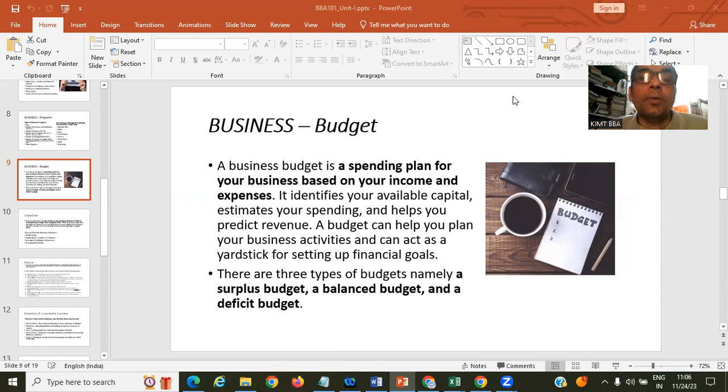Business budget, how a country can budget, you individually can budget, a business house can budget, one organization can budget, one family can budget. So, to make a plan of income and expenditure, how you spend your income. In that context, we have three types of budgets: surplus budget, balance budget, and deficit budget. We discussed that yesterday. We'll proceed further with some other topic.